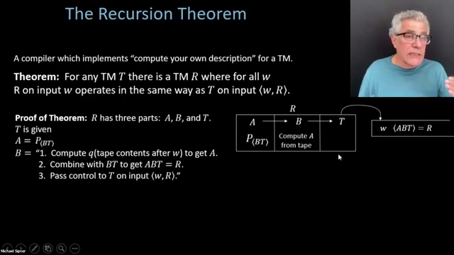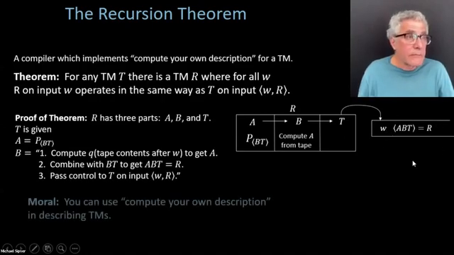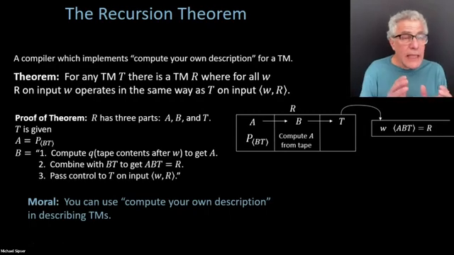It's going to, for this to make sense, this is going to be now the new machine R, and R appears on the tape. And now the code that you provided, T, is going to get to operate on that. Okay? If you didn't get that, I'm not worried. The main thing is that you can compute your own description when you're describing Turing machines. That's what this thing is telling you.